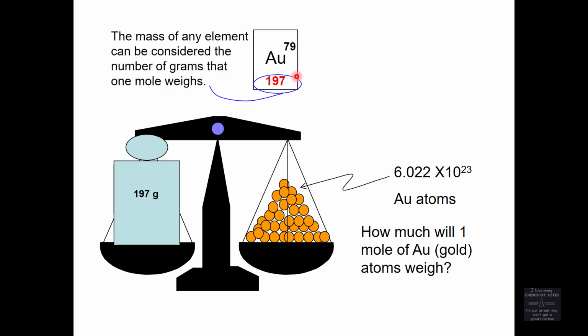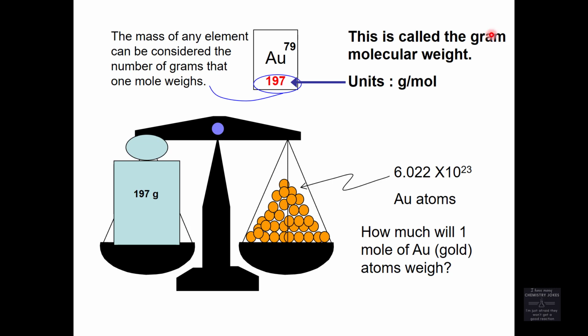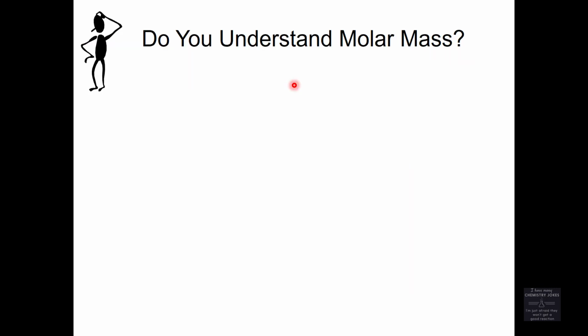Yep. I said that. Gram molecular weight is what you'll see it called sometimes. I am much more likely to call it a molar mass. But gram molecular weight, molar mass, the units can be AMU if you're talking about microscopic, one atom, or grams per mole if you're talking about a whole bunch of them, a mole explicitly.